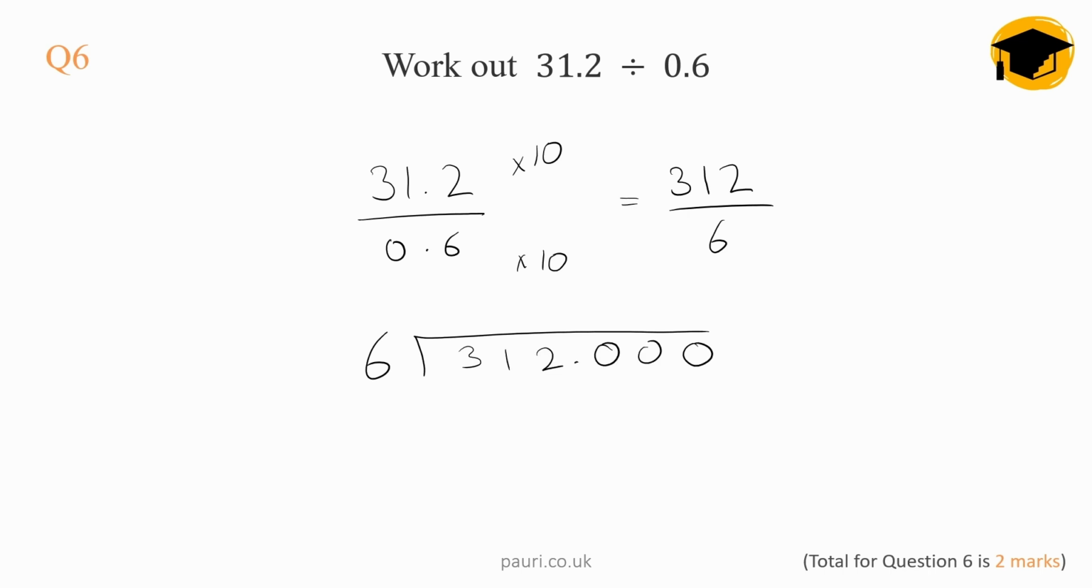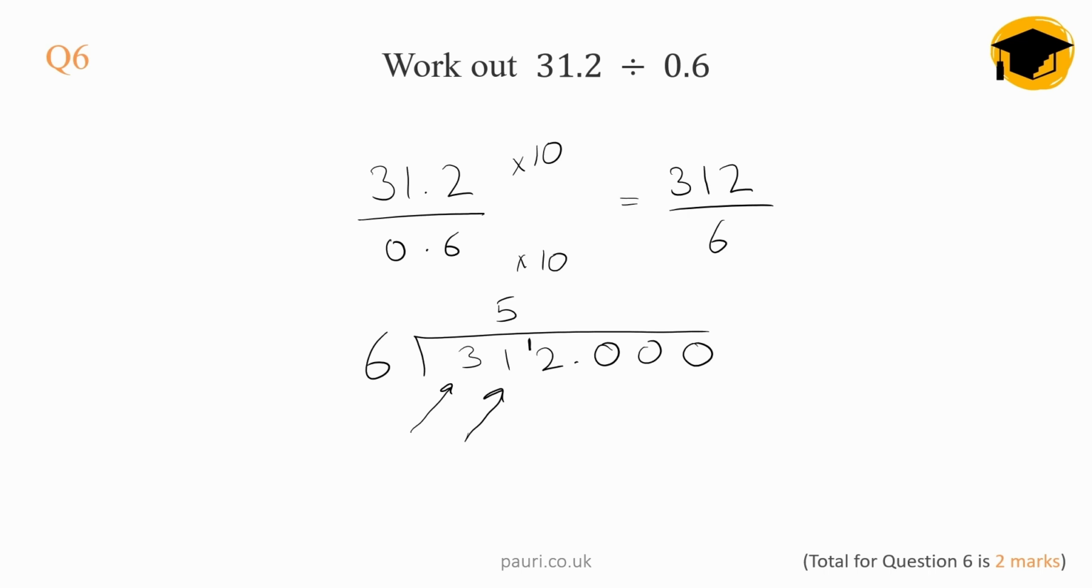There'll be certain scenarios where this method's more helpful than just trying to do long division of 0.6 and 31.2. This is one of those examples. How many 6's go into 3? Doesn't go. How many 6's into 31? Goes 5 times, remainder 1.